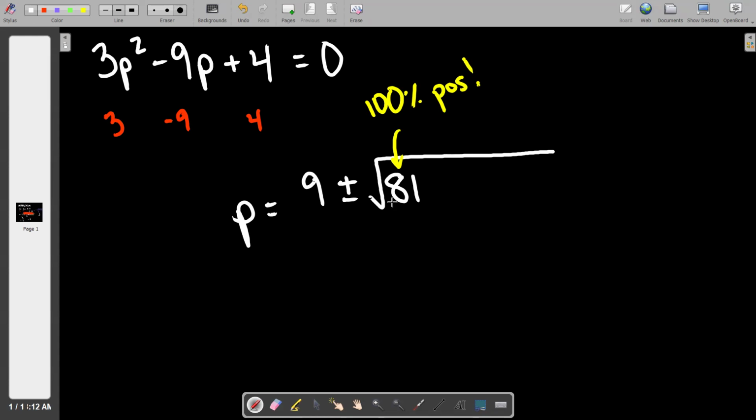Then the next thing I do is I copy down the -4ac, and I just leave the a and the c blank, and then I put it all over 2 times a, which in this case is what? 2 times a, which is what? Now we're going to go backfill these two parentheses. What goes in there?